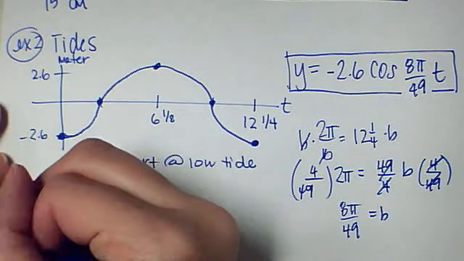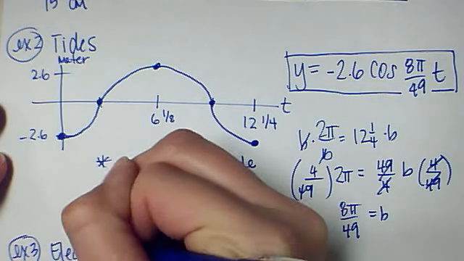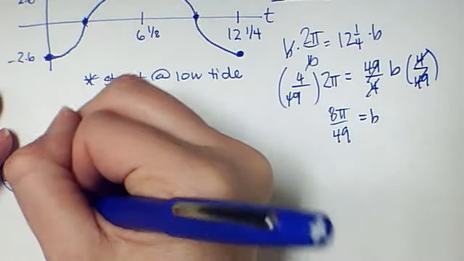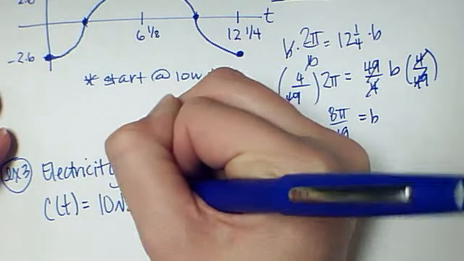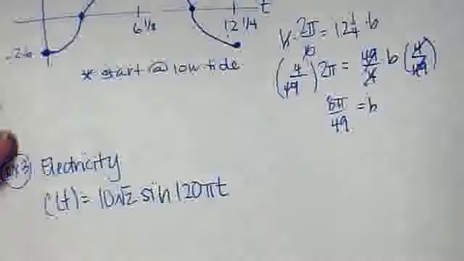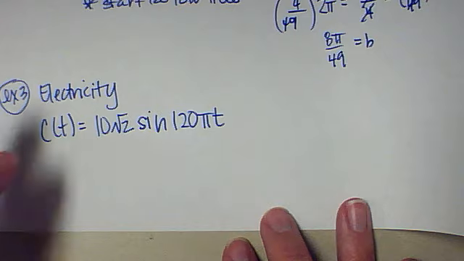The third example we want to look at deals with electricity. And this one, we're going to start out with the formula, C of t equals 10 square root of 2 sine of 120 pi times t. In this case, part of what we're talking about is like the electricity in your house. This formula does show us that model.